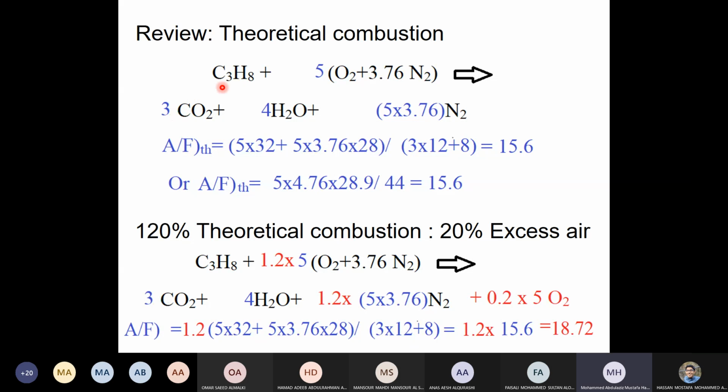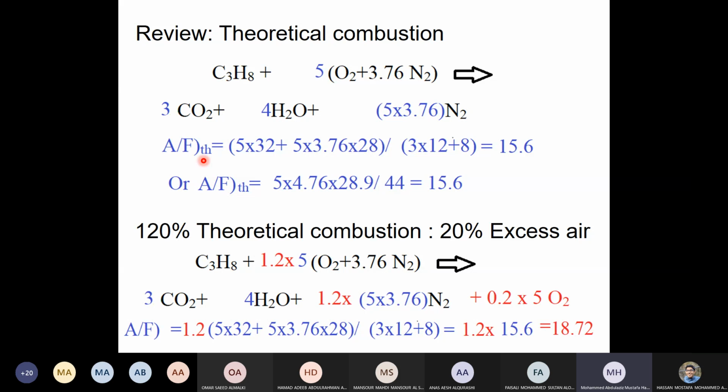Just read it here, it is given here. So 3, I put here 3. Then 8, I put 4 here. Then oxygen will be 2 plus 3, which gives me 5 here. So this is the theoretical combustion reaction equation.